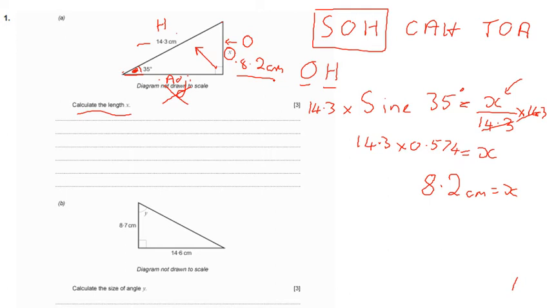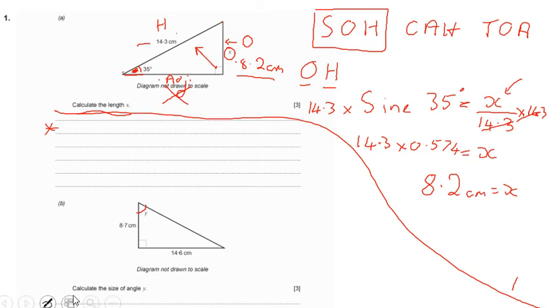Okay, so now we go on to question B. We're running a bit short of space, but we'll just do it anyway. So I'll start the calculations up here. The angle in question is y, and it asks us to calculate the angle size y. So y is the angle in question, so I'm going to label my sides here.